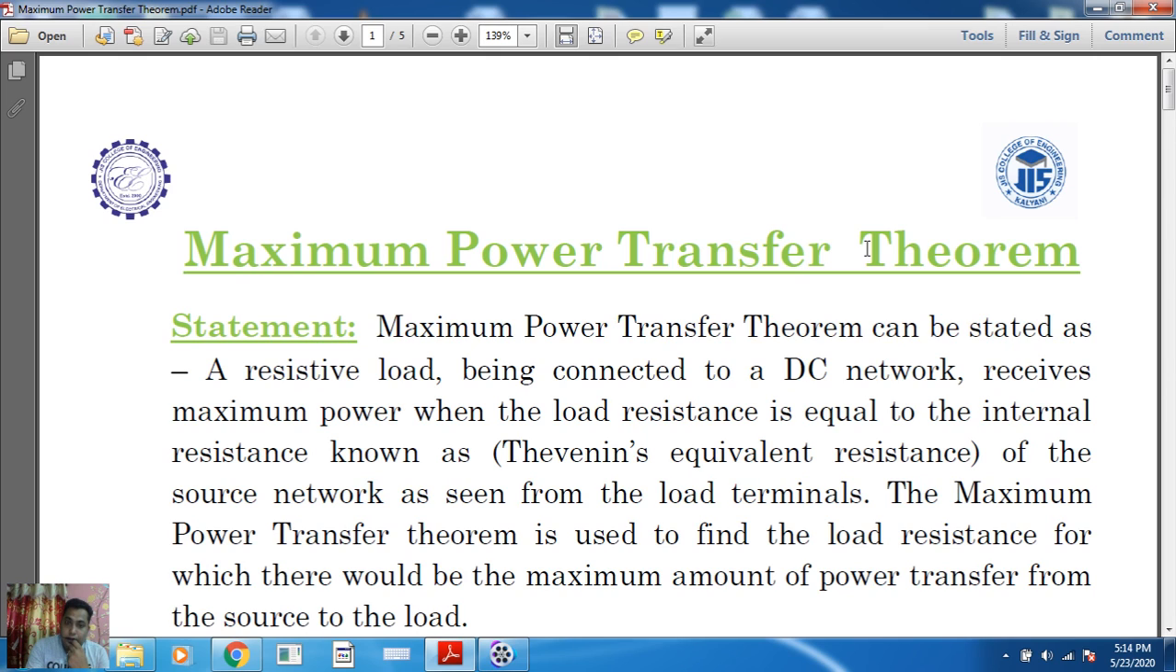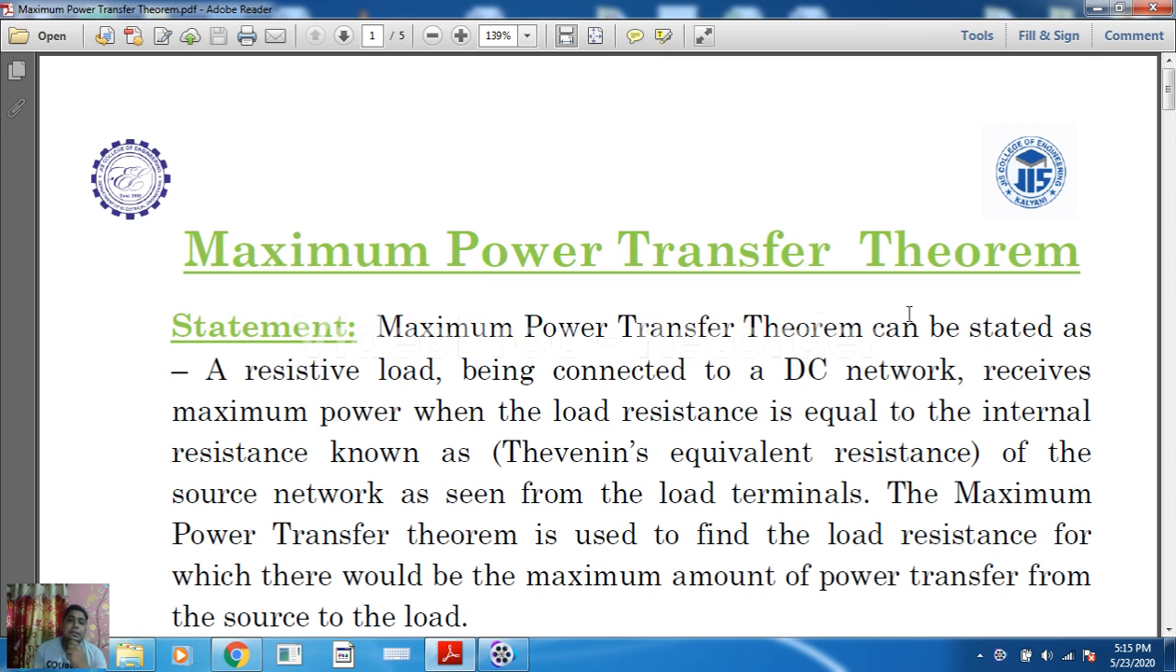Hello everyone. For the last few days we are doing this module, the DC network theorem. Today also we are going to discuss the topic maximum power transfer theorem. Already we have covered different topics like KVL, KCL, superposition theorem, Thevenin theorem, Norton's theorem. So already we have gathered the concept of solving different circuits. Today we are going to understand what the maximum power transfer theorem is.